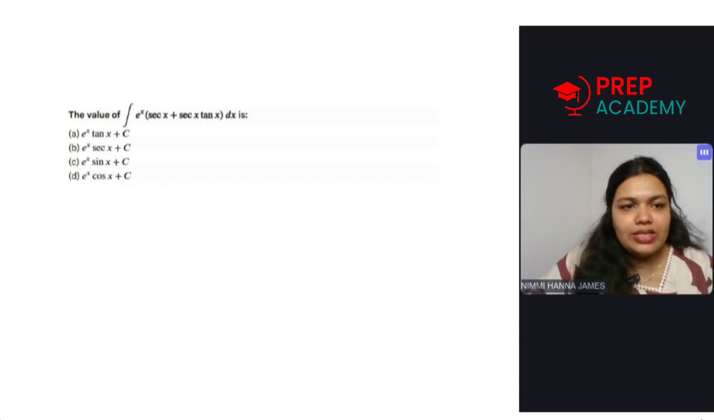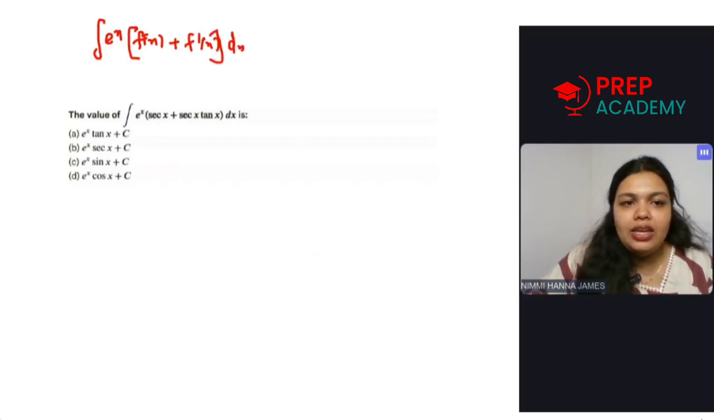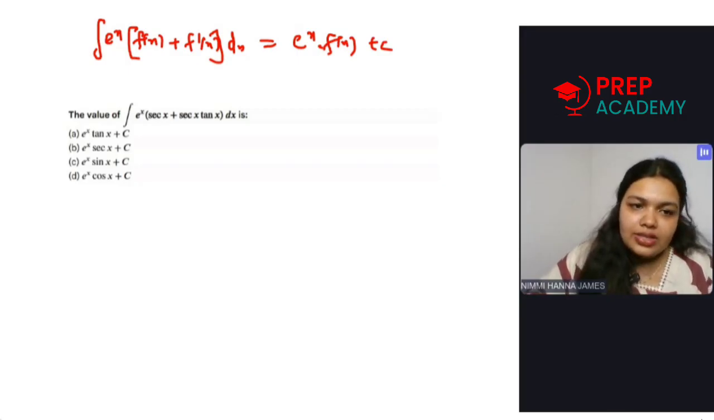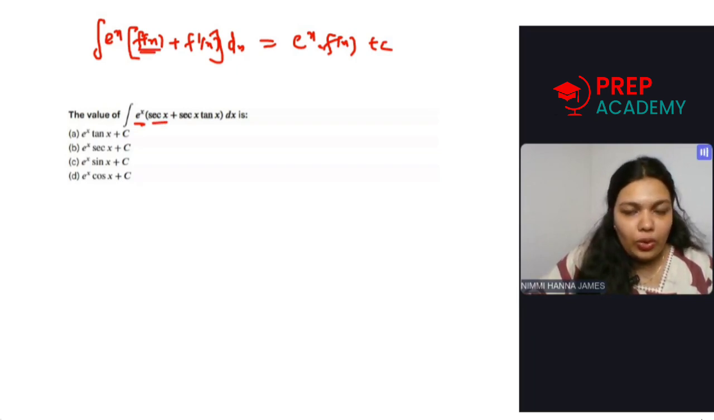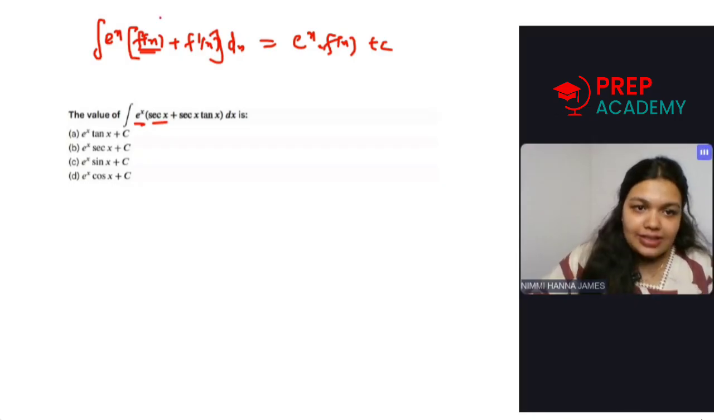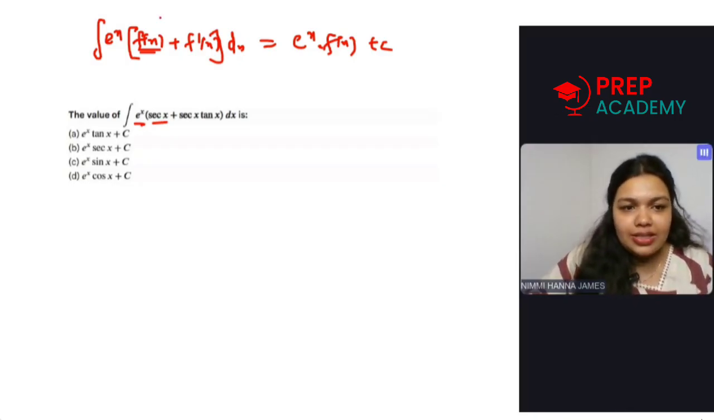Okay, what did we say? Integral of e raised to x into f of x plus f dash of x dx. If any function we see is of this type, then the answer is e raised to x into f of x plus c. That is, e raised to x is outside. See, now we are checking here. E raised to x is outside. Okay, good. And a function is there, sec x. And the next plus what? F dash of x, which means the differential. So this is the function and this is the differential of that function. See, isn't it of that type?